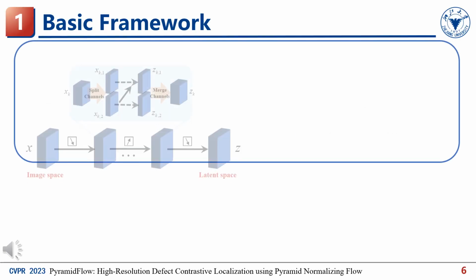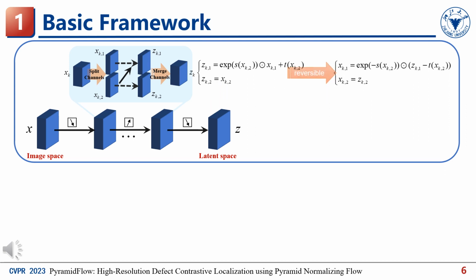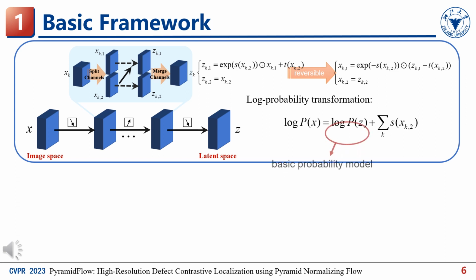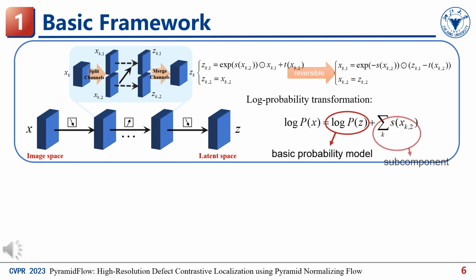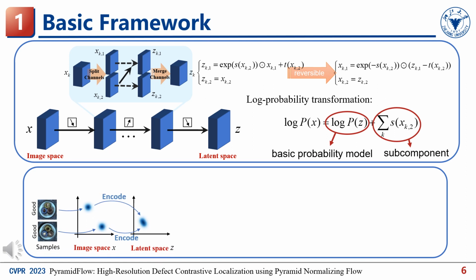Our basic framework is based on normalizing flows, which bijectively map the image, X, to the latent space, Z, endowing the original space with a probability measure. The original probability distribution Px is estimated using log probability transformation, where the first term is based on the basic probability model defined in the latent space, and the second term is associated with subcomponents that determine the priors of the probability transformation. The basic framework utilizes normalizing flows to minimize the distance between normal samples, thereby forming prototypes, also known as templates in the latent space.